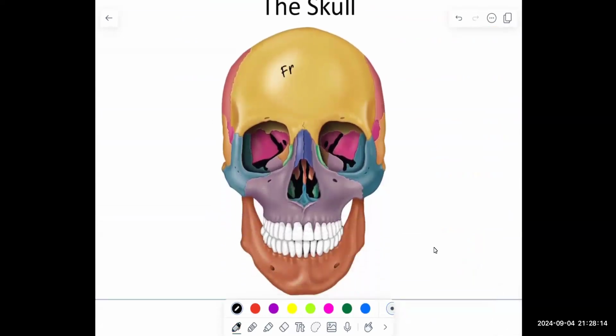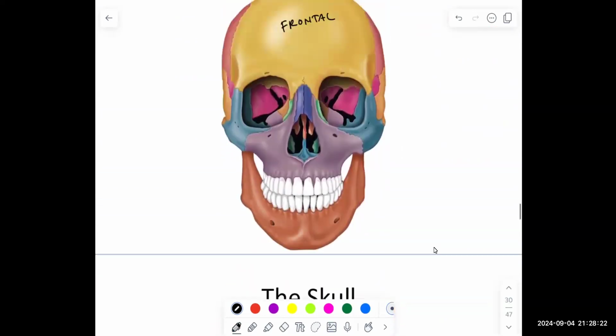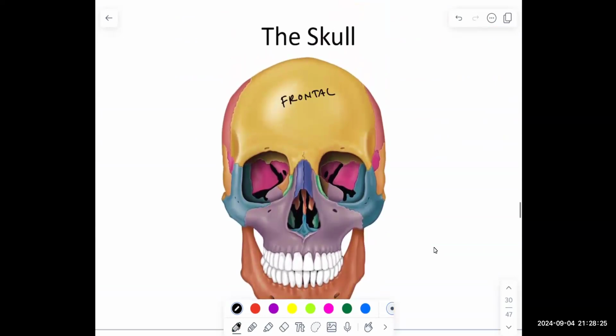Your frontal bone is your forehead bone. Your cheekbones, you have 2 of them. Zygomatic.